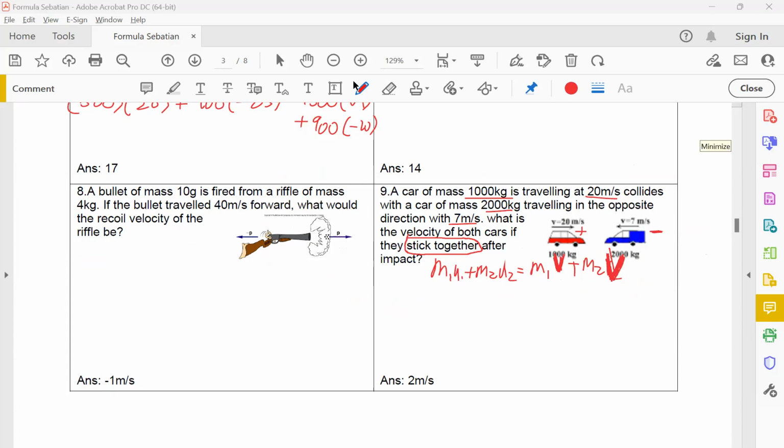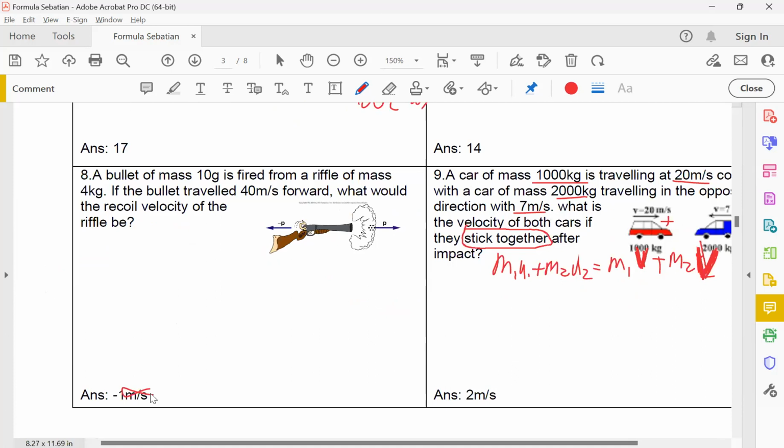Negative 0.1. I think negative 0.1 is correct. Let me do the calculation. This answer is wrong, by the way. I think I said this in class, but this answer is wrong.